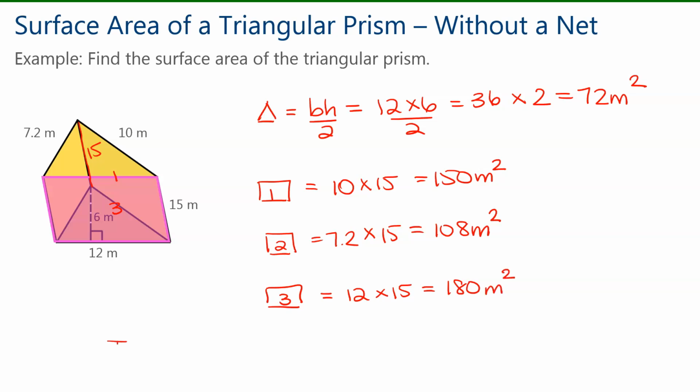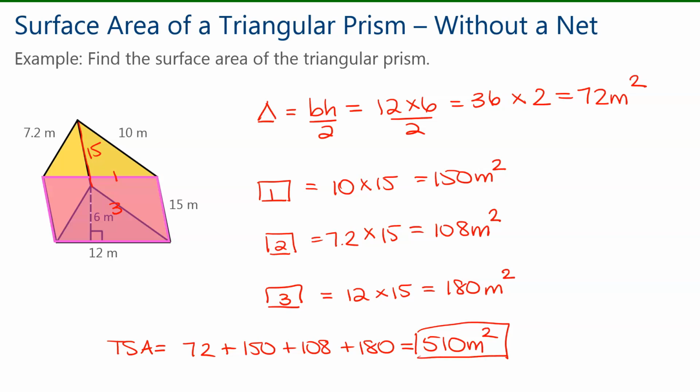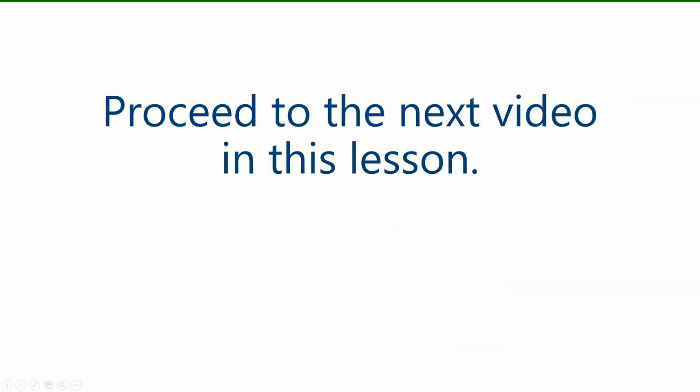So again, to calculate our total surface area, we add all those numbers together. So 72 plus 150 plus 108 plus 180, and that gives us 510 meters squared. So that is the total surface area of our triangular prism. And again, make sure you write in your units at the end. So it has to be units squared.